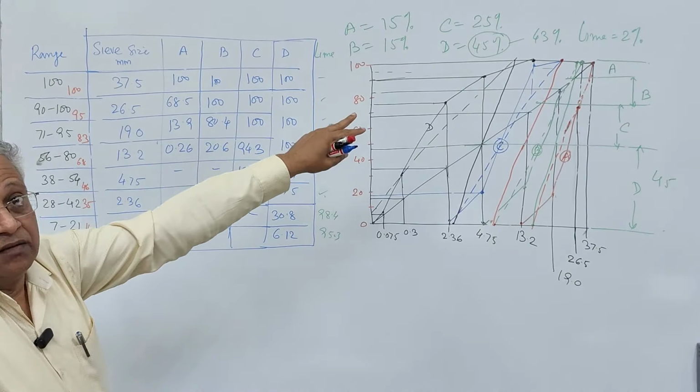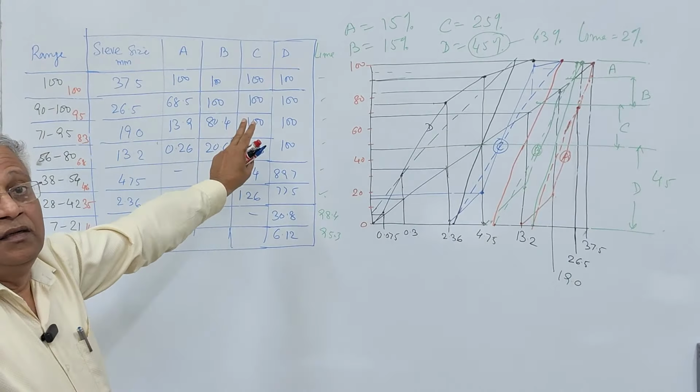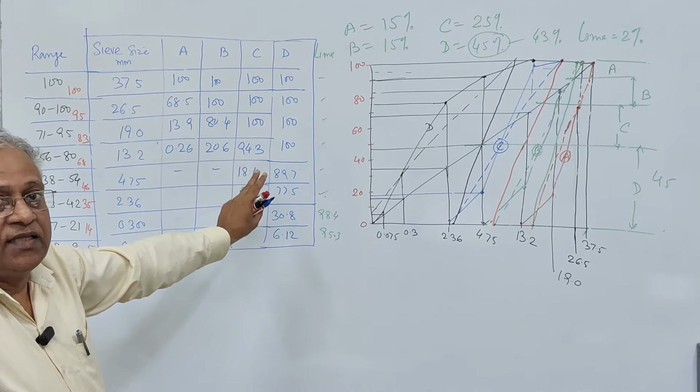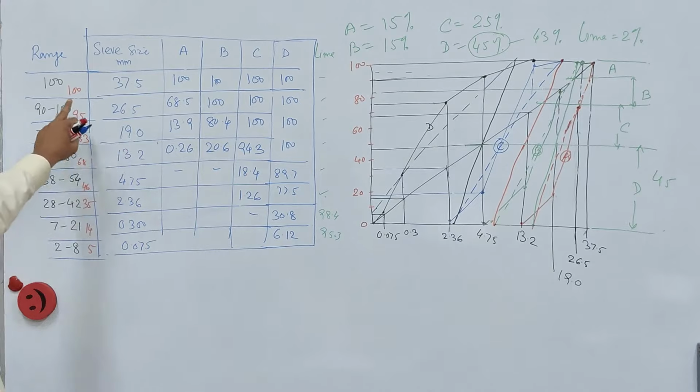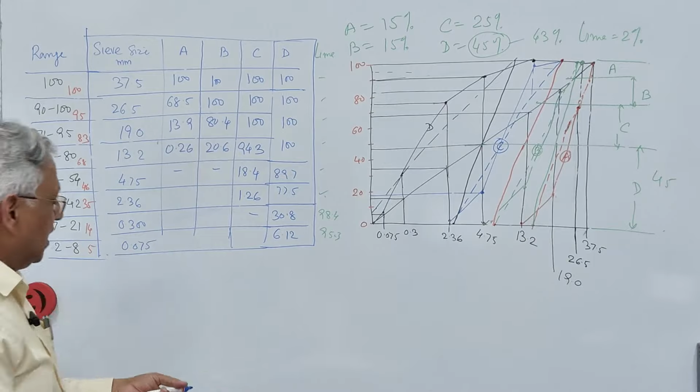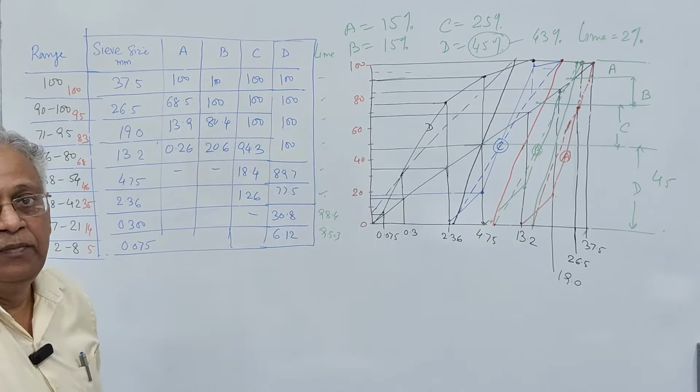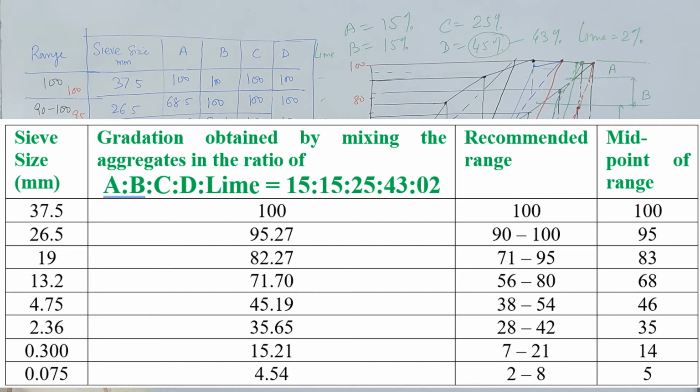Now when you use these gradations and try to find out what is the final gradation for this mix, you will see that this almost satisfies the condition of midpoint. You can try this and the final grading which you get will be like this, that 37.5 millimeter, it is 100%, at 26.5, it is 95.27, which is very close to the midpoint. At 19 millimeter, it is 82.27, again close to 83. At 13.2, it is 71.7. At 4.75, 45%. At 2.36, it is 35.65. And similarly other two sizes.